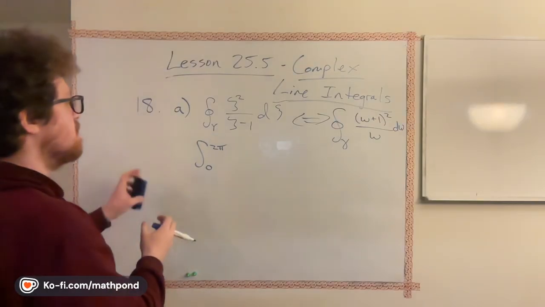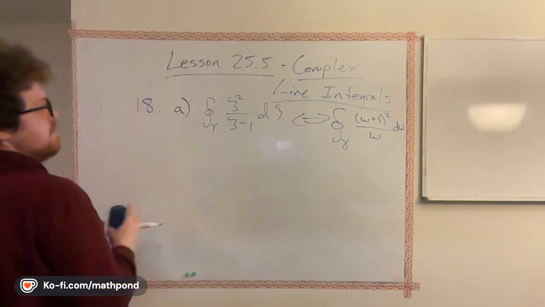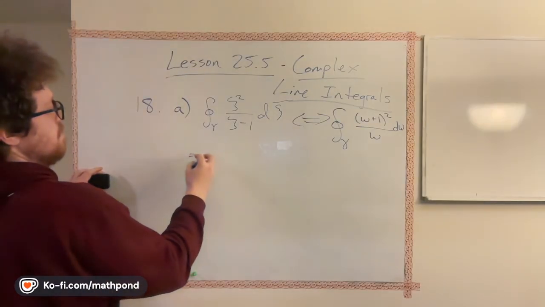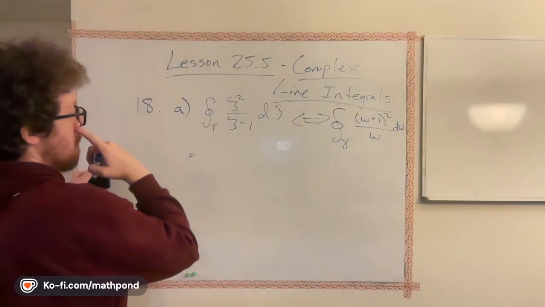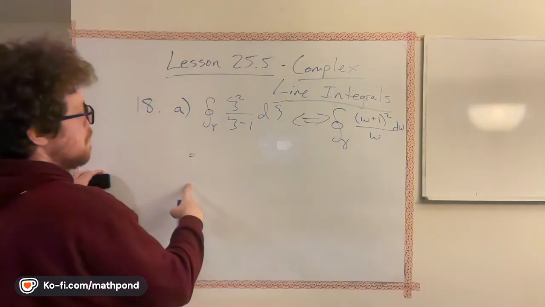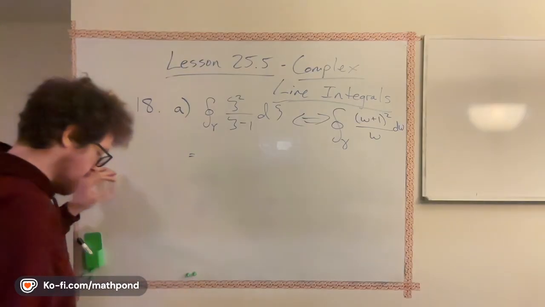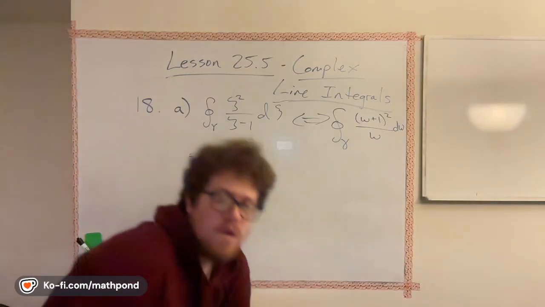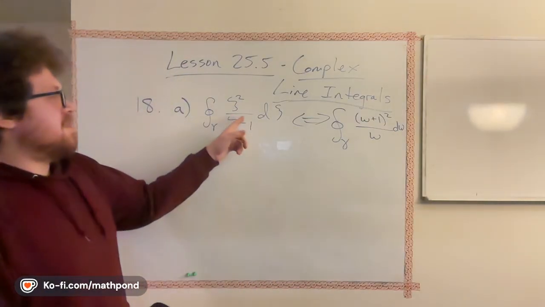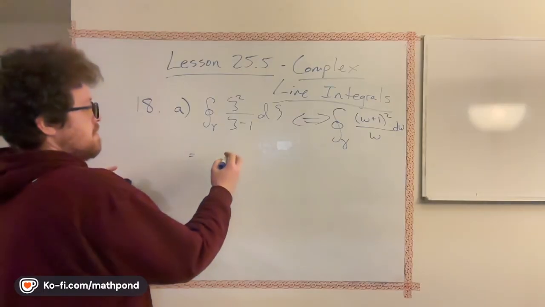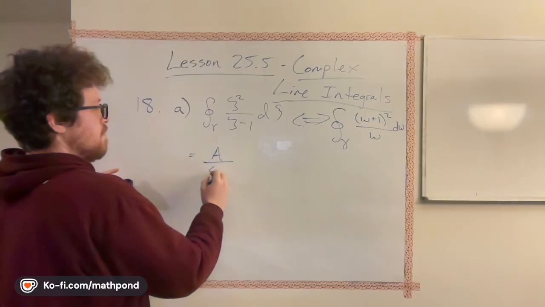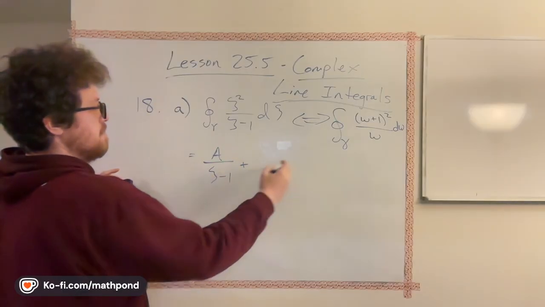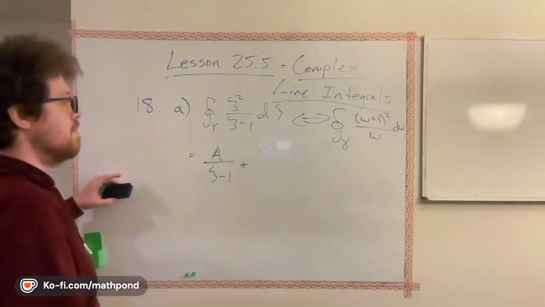Oh, maybe we can just split it? Is that one way? How does this split as a fraction? It should split as, you know, a over zeta minus 1 plus some polynomial, right? Of degree 1, I guess.